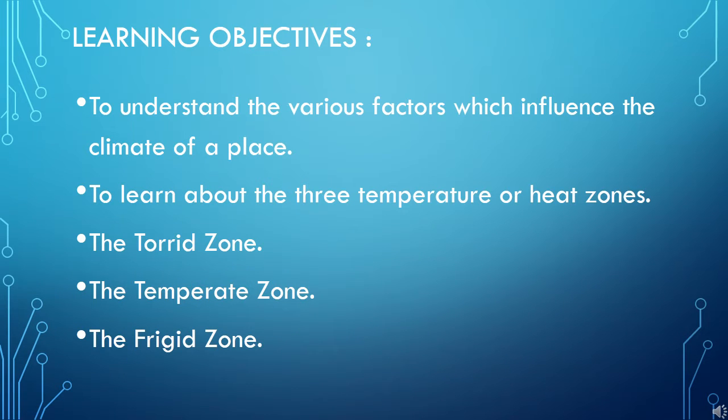Students, let us know what today's learning objectives would be. Today's learning objective would be to understand the various factors which influence the climate of a place, and to learn about three temperature or heat zones of the world. The temperature zones are the torrid zone, the temperate zone, and the frigid zone. So before understanding different temperature zones, let us first understand what the various factors are which influence the climate of a place.